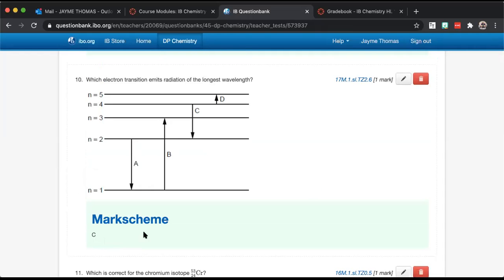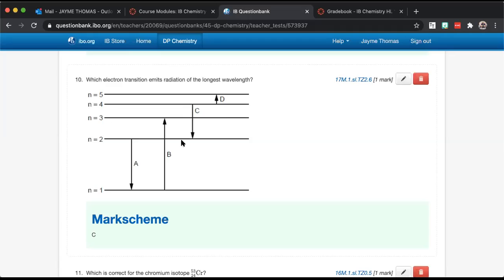Correct. It is C. So it's C because one of the last things we just looked at was the fact that the longer the arrow, the more energy change, or there are bigger energy changes going on. So for letter A, that arrow is definitely longer than C. So C is going to be the lowest energy difference and therefore the longest wavelength, and it's emitting because it's pointing down.